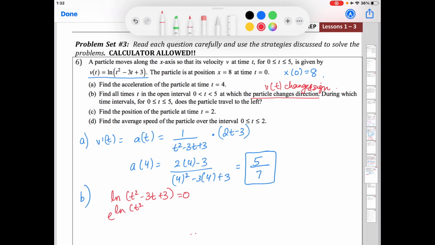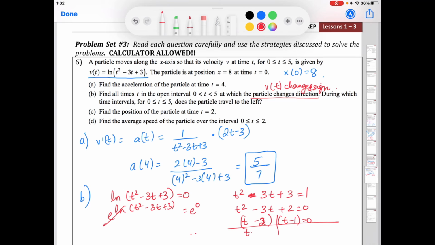I'm going to raise it to e. How do I get rid of ln? This would be e to the 0. The e and ln cancel out. I am left with t squared minus 3t plus 3 equals 1. Set it equal to 0. I get t squared minus 3t plus 2 equal to 0. (t minus 2)(t minus 1). These are my two factors. I'm going to set each to 0. So I got t equals 2 and t equals 1. So these are my two zeros. So let's find it out.